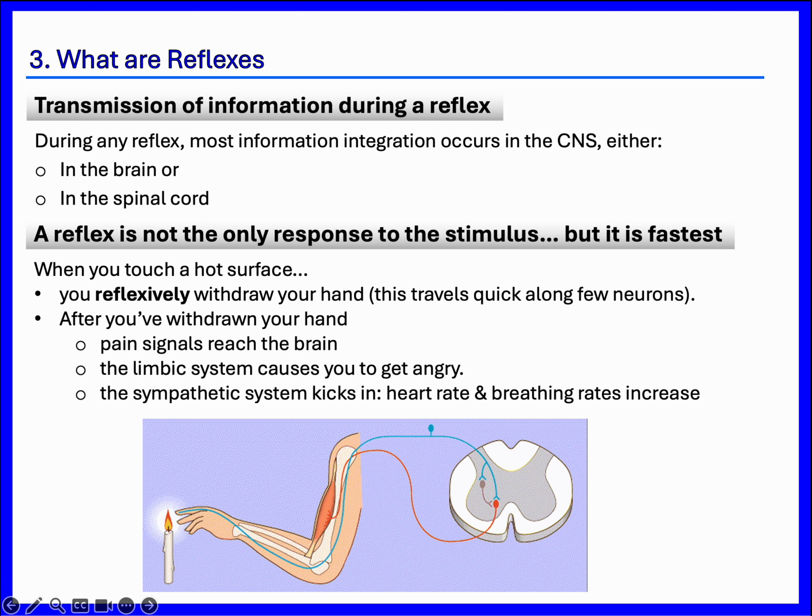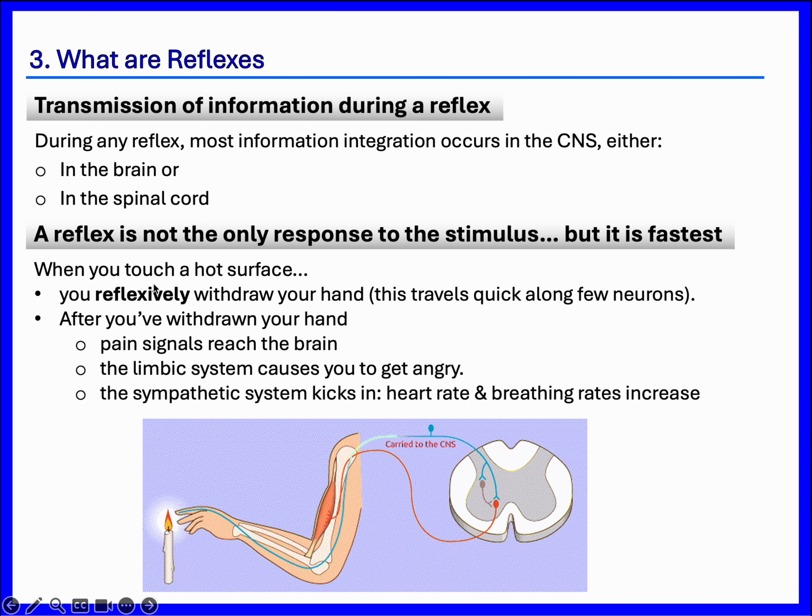Transmission of information during a reflex. During any reflex, most information integration occurs in the CNS. A reflex could be a cranial reflex in the brain, or it could be a spinal reflex, right? Reflexes occur in both regions. This is kind of like a cranial nerve or a spinal nerve. We're going to see that in a minute. A reflex is not the only response to a stimulus, though, but it is the fastest one that you'll first see.